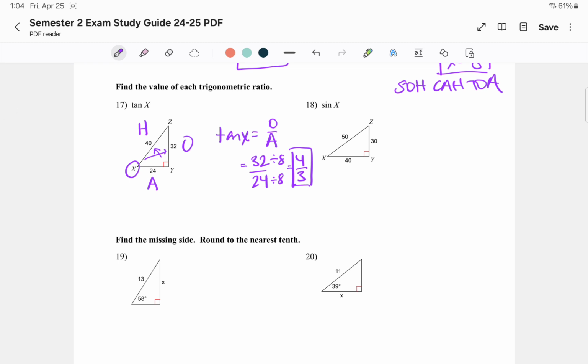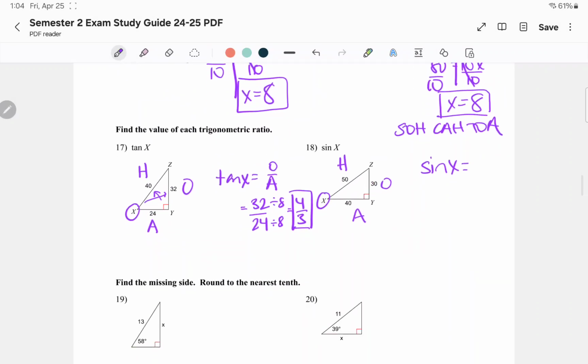So let's do number 18. Same thing, it's going to be H, O, and A. And then sine, right, sine is, oh, where is it? Right here. It's O over H. So write O over H. O is 30 and H is 50, and when I simplify by dividing by 10, I get 3 over 5. So you're just keeping it as the numbers. That's what the trig ratio is.